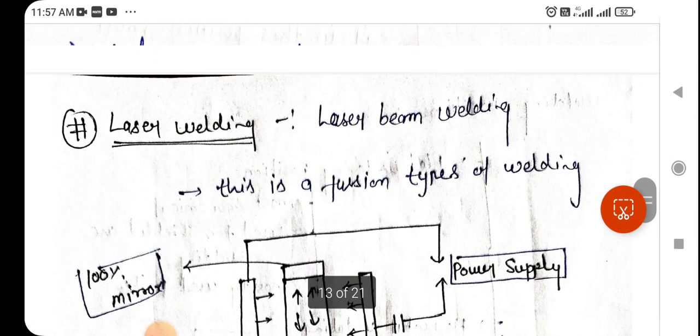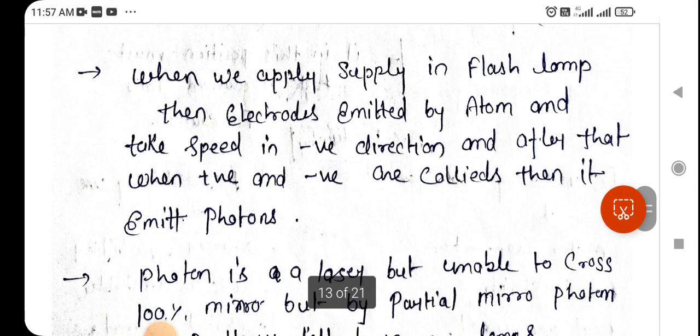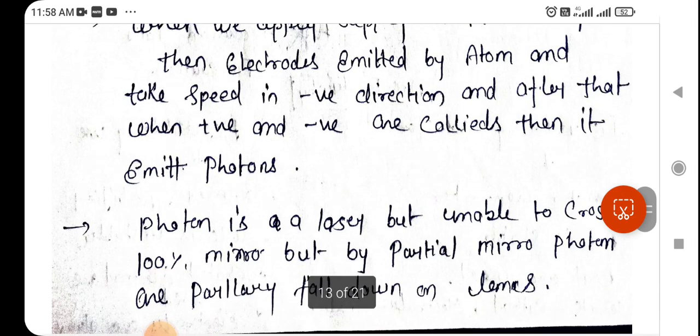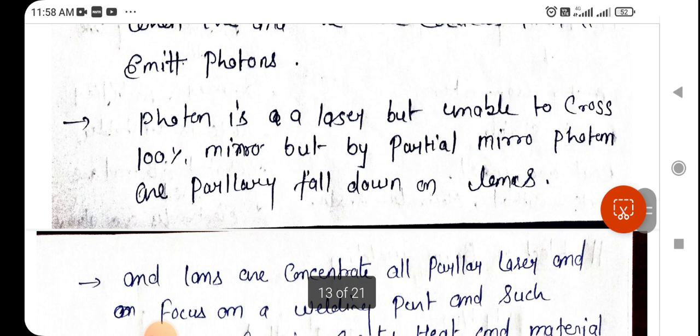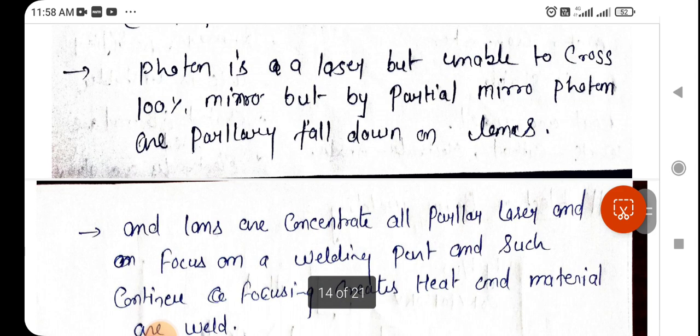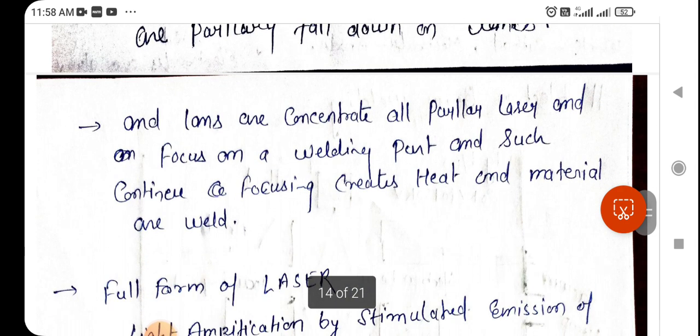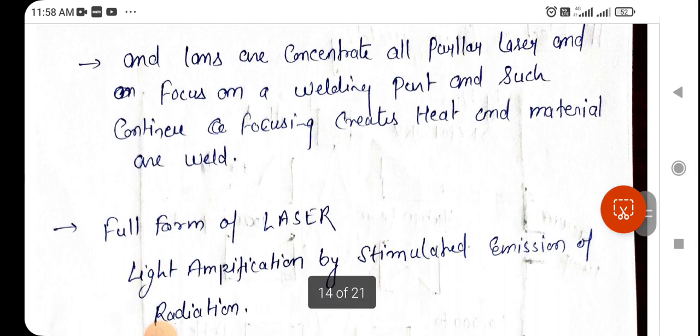In laser welding, when we apply supply to the flash lamp, the electrodes emit atoms, which gain speed in the negative direction, and when positive and negative collide, they emit photons. Photons are the laser but are unable to cross the 100% mirror, but through the partially reflecting mirror, the photons fall parallelly on the lens, and the lens concentrates all the parallel laser light and focuses it on the welding part, and such focusing creates heat and the material is welded.